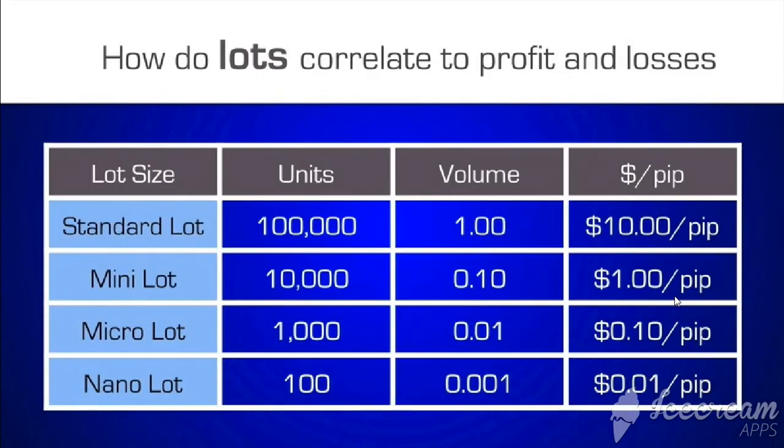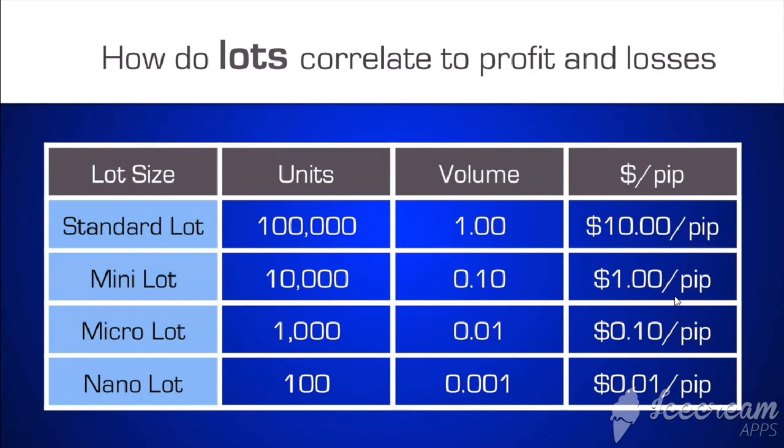Looking at this screen, you can see how lot sizes can correlate to the profits and losses. So a lot of people get very excited about standard lots because at $100,000, you're now able to make around $10 per pip. At a mini lot, you're able to make about $1 per pip. At a micro lot, you're able to make about 10 cents per pip. And at a nano lot, you're able to make about 1 cent per pip. Most standard size accounts will only let you trade between a standard lot and a micro lot. You would have to get a special account in order to trade nano lots. Those are pretty much trading pennies. You're actually making pennies off of a pip versus 10 cents per pip.